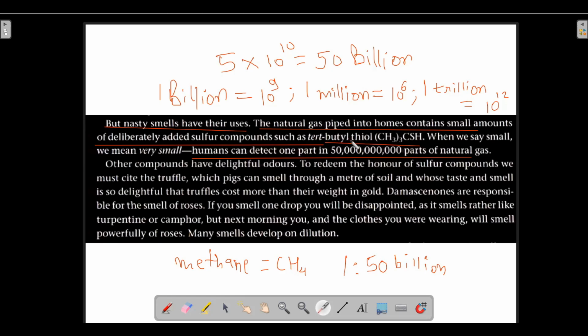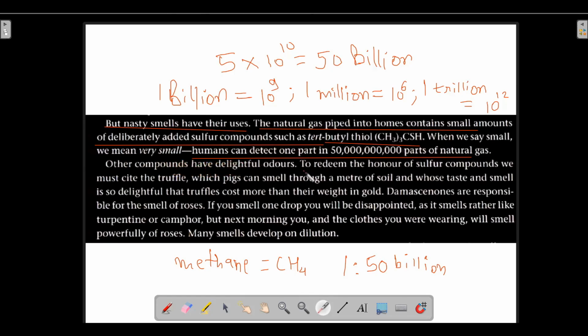Okay, so over here, how many zeros are there? 1, 2, 3, 4, 5, 6, 7, 8, 9, 10. 10 zeros are there. So it is 5 into 10 to the power 10. Now 10 to the power 9 is 1 billion, and over here it is 10 to the power 10. So this figure is 50 billion. You must be knowing this.